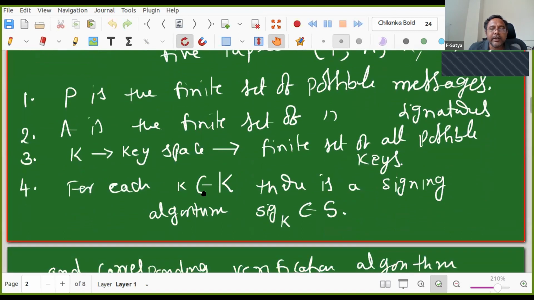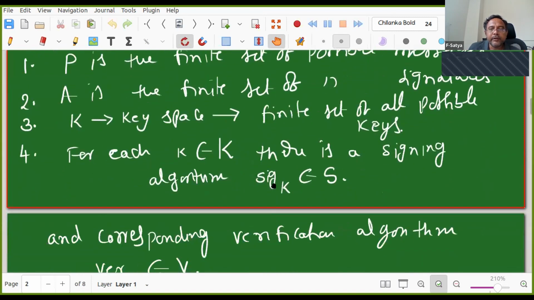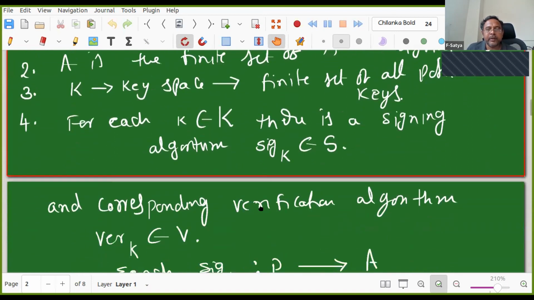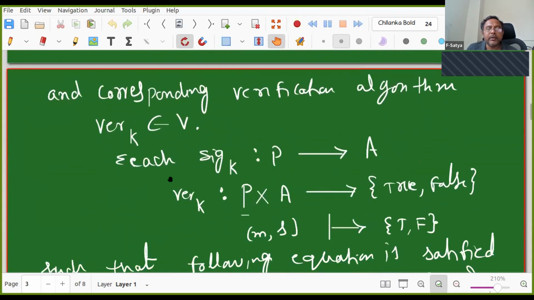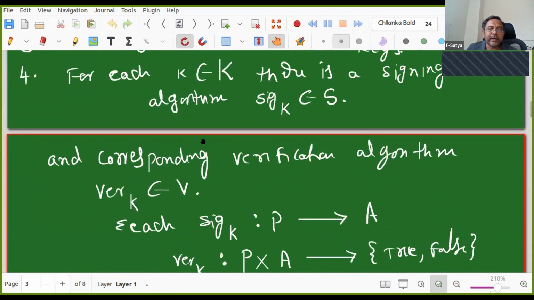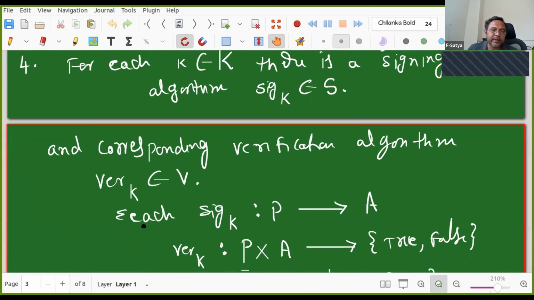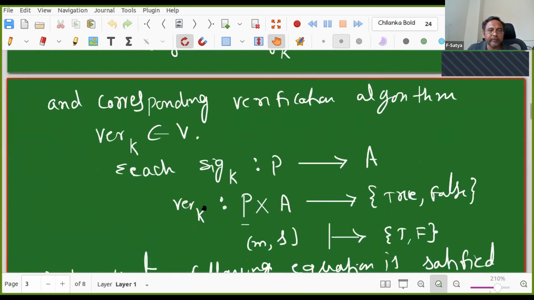Now, for each K belonging to the key space, there is a signing algorithm. It is actually a function of two variables, but once we fix K, we get sig_K belonging to S, one algorithm. Then there is the corresponding verification algorithm. Corresponding to this K there is another key, so there is a pair. These two are linked. That is the main beauty. These keys are linked, but it is not a private key crypto system. They are not the same keys, even though the K looks the same.